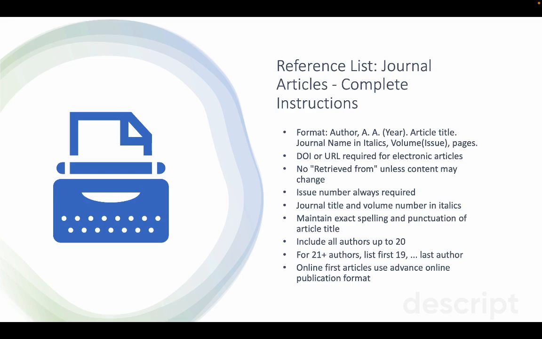No "retrieve from" unless content may change. Issue number always required. The journal title and volume number is in italics. Maintain exact spelling and punctuation of article title. Include all authors up to 20. For 21 plus authors, list first 19 and then the last author. Online first articles use advanced online publication format.